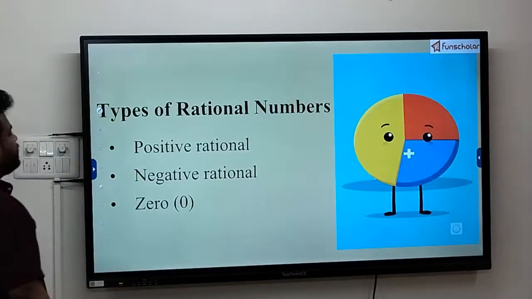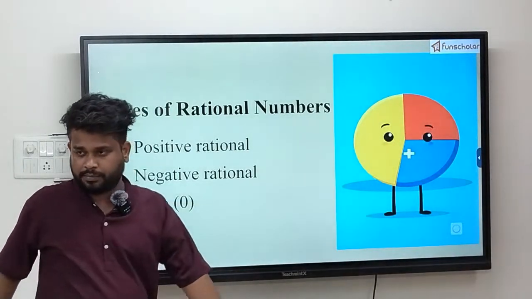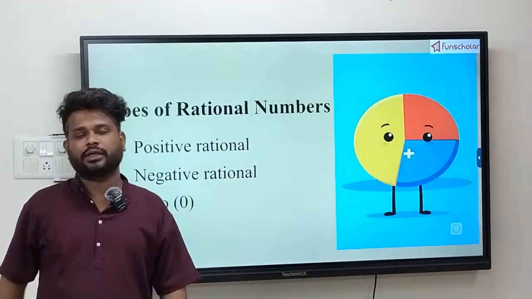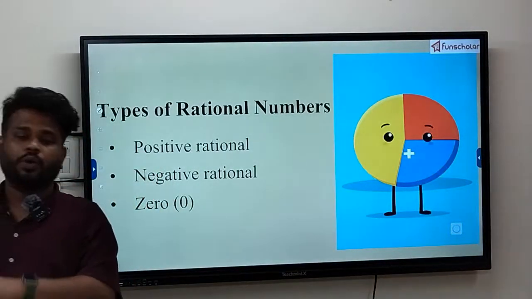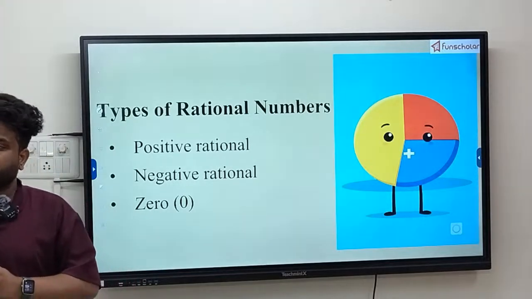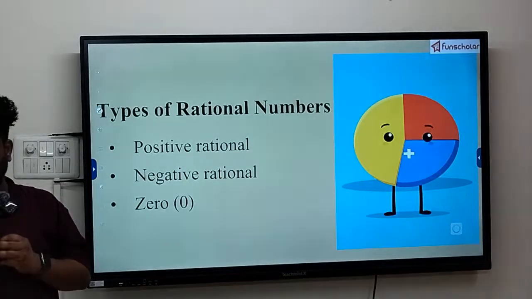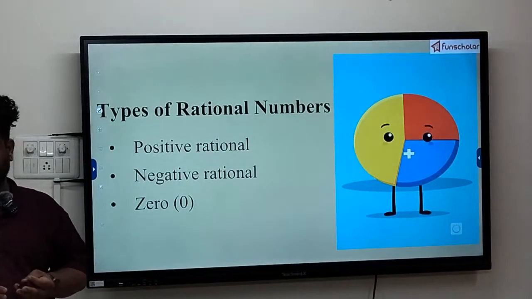Okay, types of rational numbers. What we have learned: all the types of rational numbers. Natural numbers are also rational numbers, whole numbers are also rational numbers, integers along with the negative integers are also rational numbers, and fractions and negative fractions are also rational numbers.